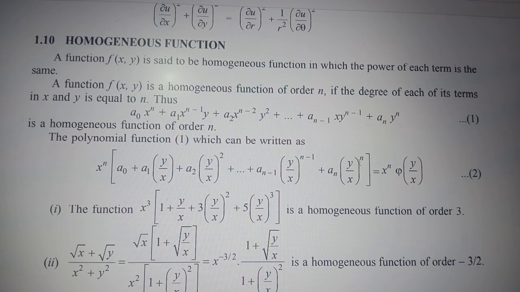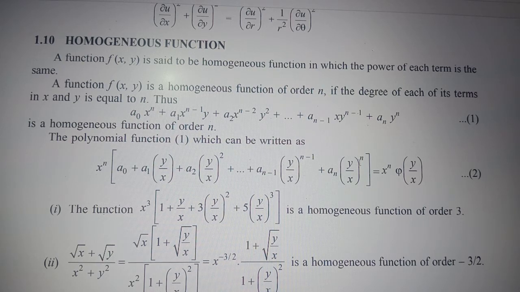A function f of x comma y is said to be a homogeneous function in which the power of each term is the same. A function f of x comma y is a homogeneous function of order n if the degree of each of its terms in x and y is equal to n.